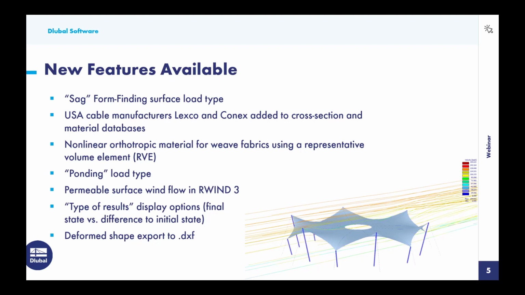We also have introduced a new option called type of results when we do run our static analysis. This allows the result display options to be toggled between the final state versus the difference to initial state. So do we want to include the results from the form finding process, or do we want to exclude them with the second option here, the difference to initial state?